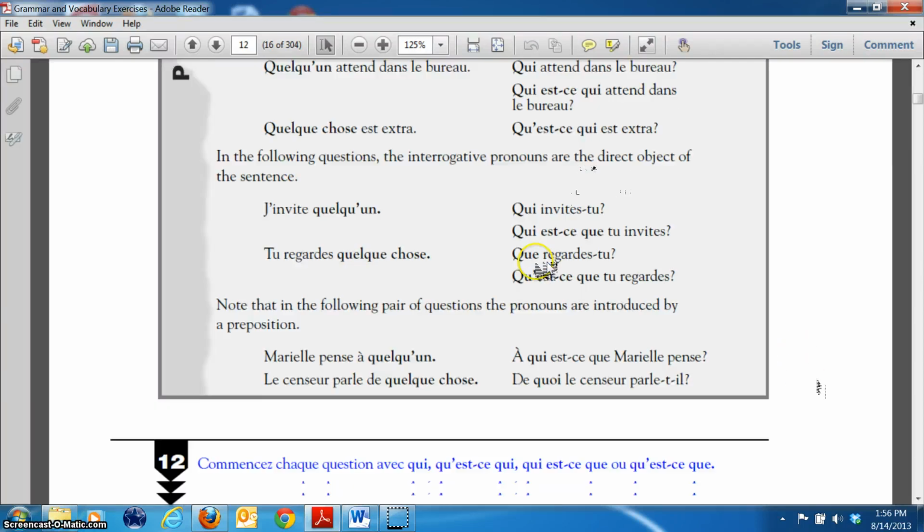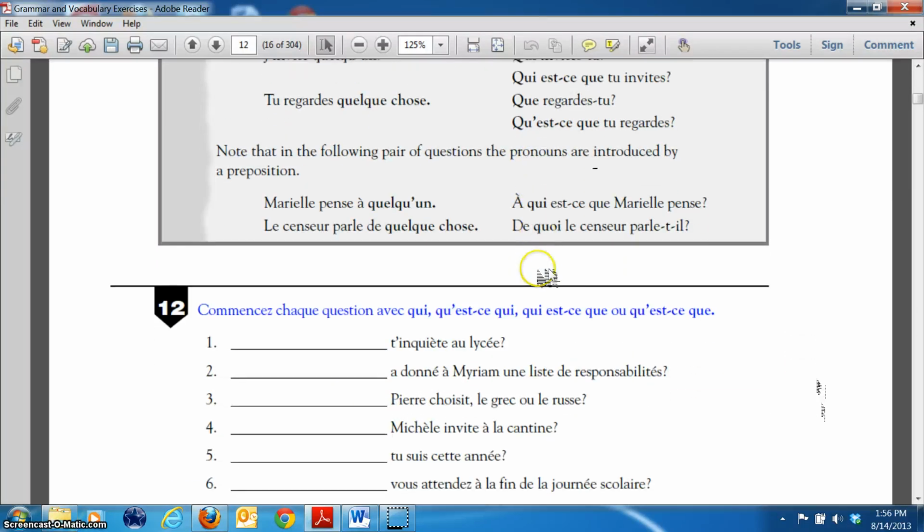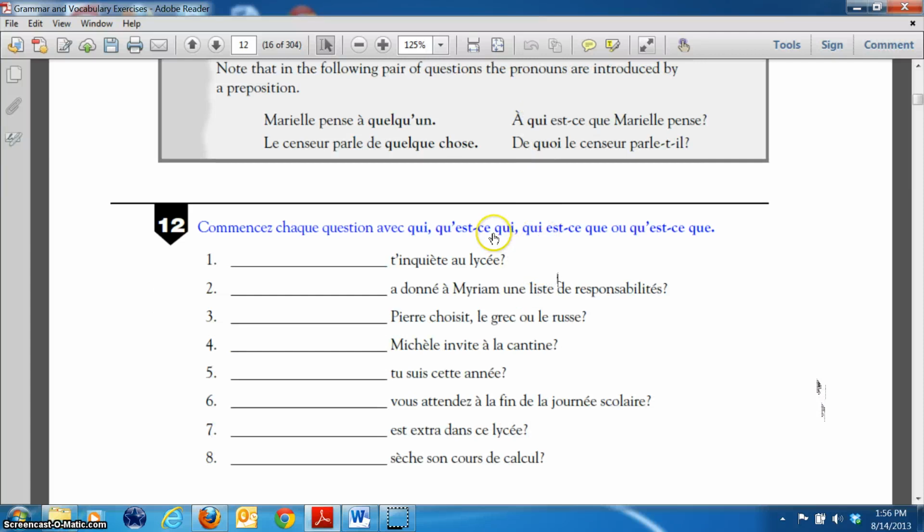All right, so let's try these out. Okay, we have a choice here. We have who. We have what, but what as the subject of the verb. Your next choice is whom, because this is the direct object of the verb. And then we have your basic what, that is the subject, that is an object, and that is a direct object of the verb.